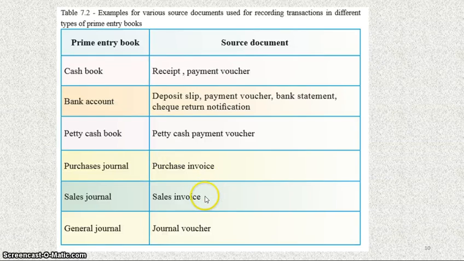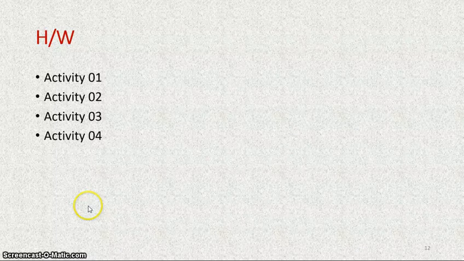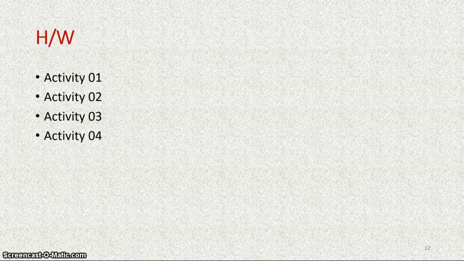purchase invoice and sales invoice. This is different. Credit note and debit note is different. That doesn't fall under these journals. Just remember that. And you will have to submit this homework.